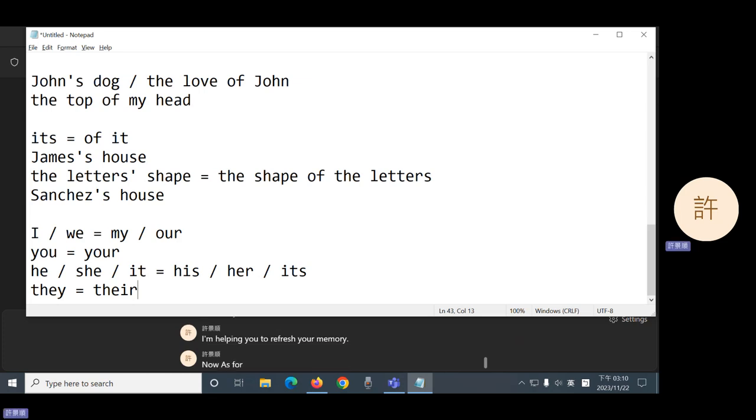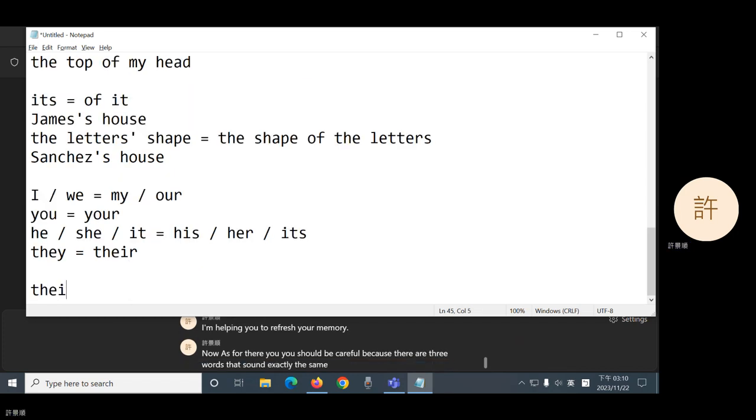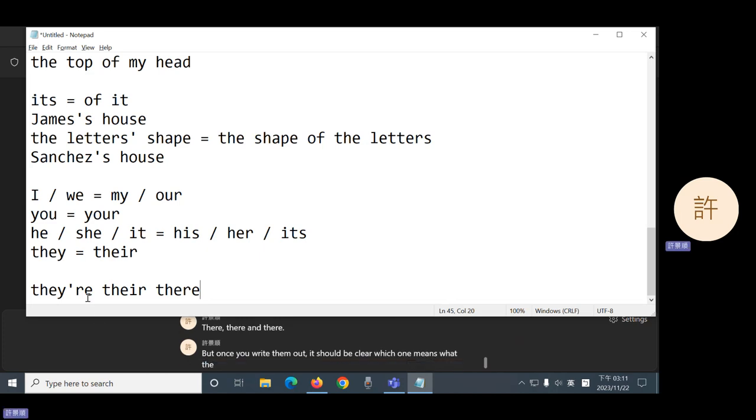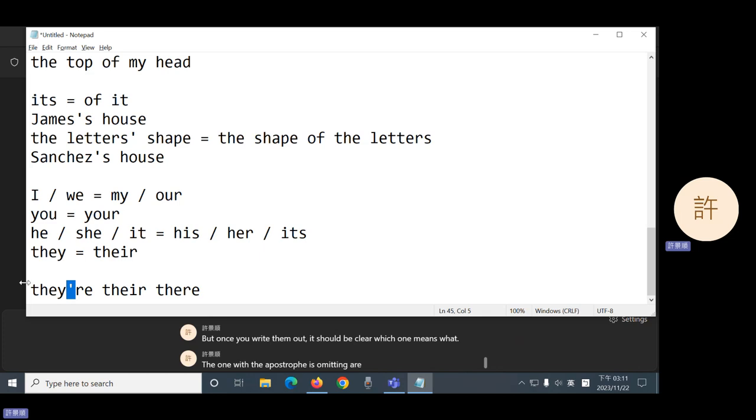Now, as for their, you should be careful because there are three words that sound exactly the same. There, there, and there. But once you write them out, it should be clear which one means what. The one with the apostrophe is omitting a letter. This is they are. There is possessive, belonging to them. There is answering the question, where? All right, so it's spelled the same. Where? There.